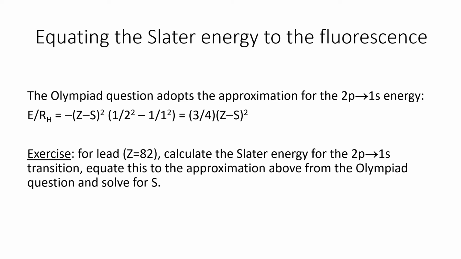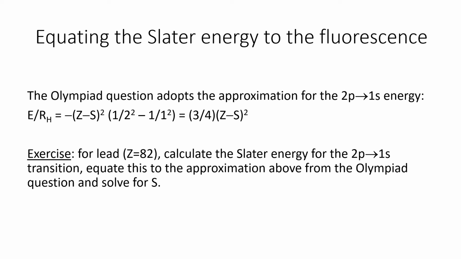And so what I've done here is I've simply plugged the n numbers, the shell numbers, into the equation. So 1 over 2 squared minus 1 over 1 squared gives us this 3/4 that we can see in the final expression there. So that 3/4 (Z minus S) squared is this very simple expression in the Olympiad question for that transition.